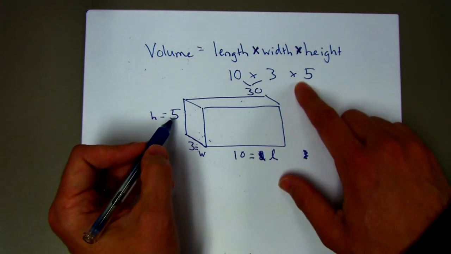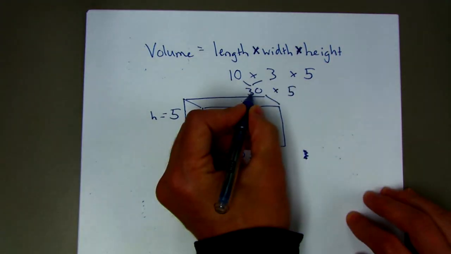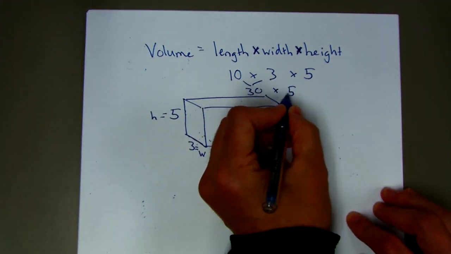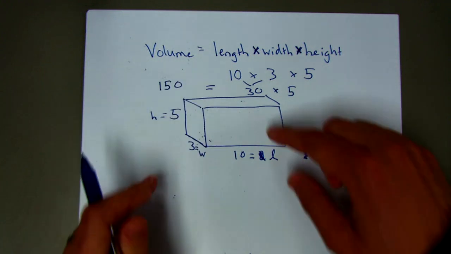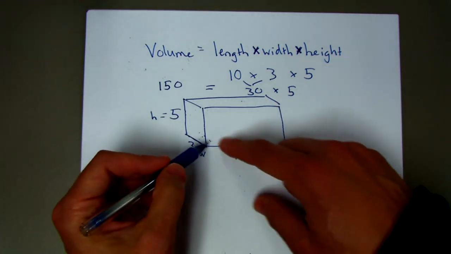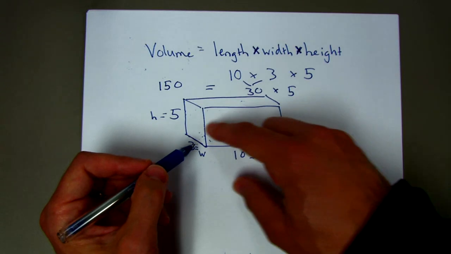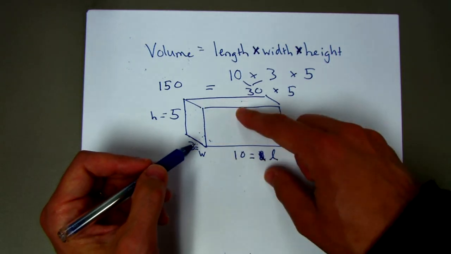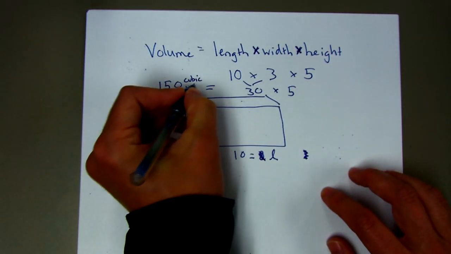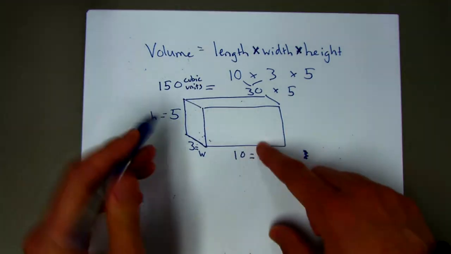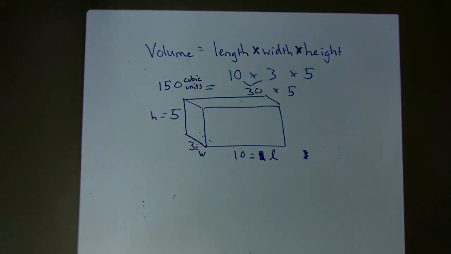And then the 5, the height, tells us that there are 5 layers. So 30 cubes in the bottom layer times 5 layers, that would be 150 cubes altogether. 30 plus 30 plus 30 plus 30 plus 30. 30, 60, 90, 120, 150, 150 cubic units. We would be able to fit 150 cubes inside this space, and so that is the volume of that figure.